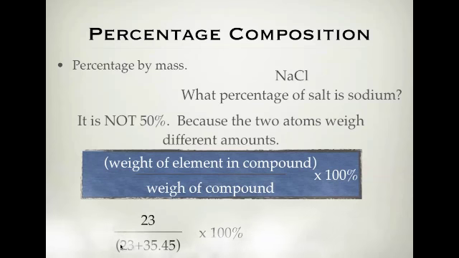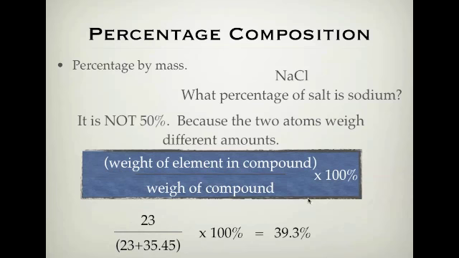And you get this, multiplied by 100%, of course, because you're getting a percentage. So 23 divided by this times 100% equals 39.3%. You're getting a percentage of an element in a compound by getting the weight of the element in the compound divided by the full weight of that compound multiplied by 100%.